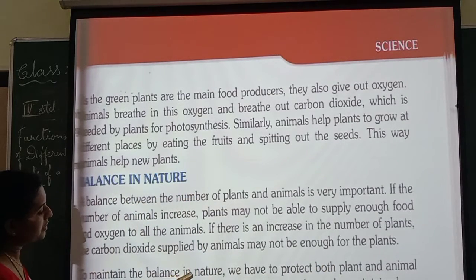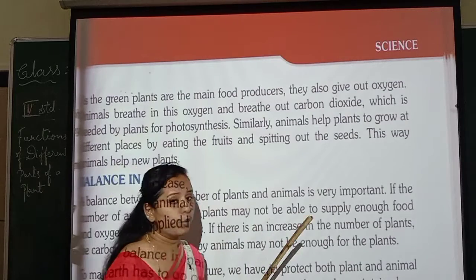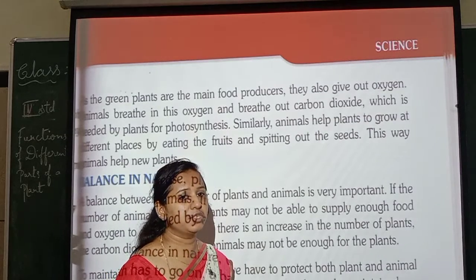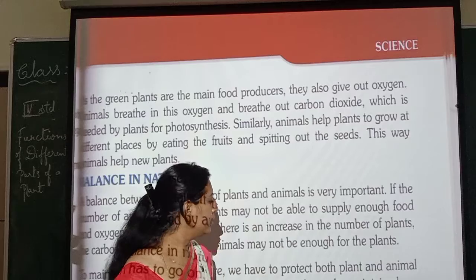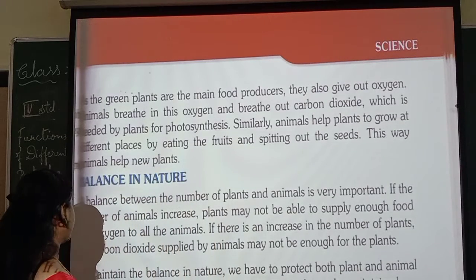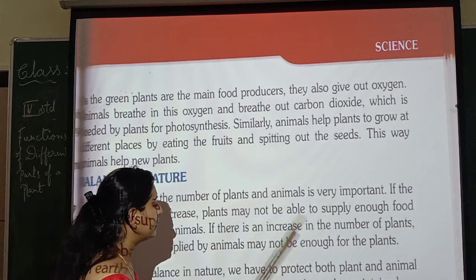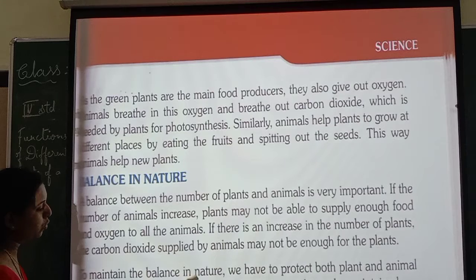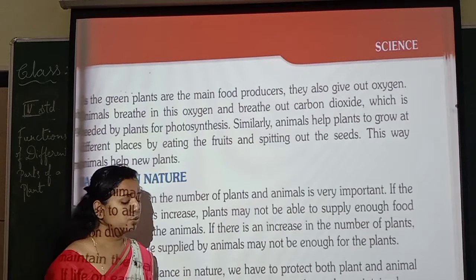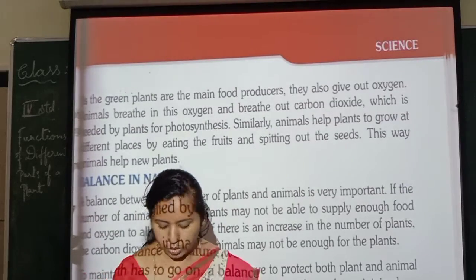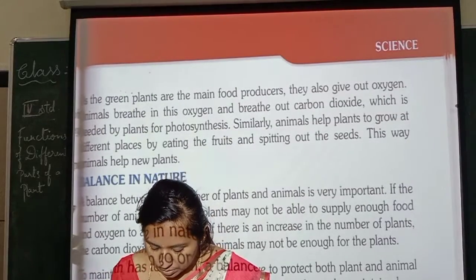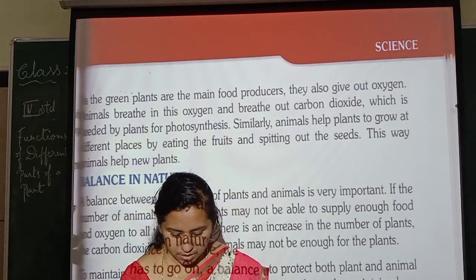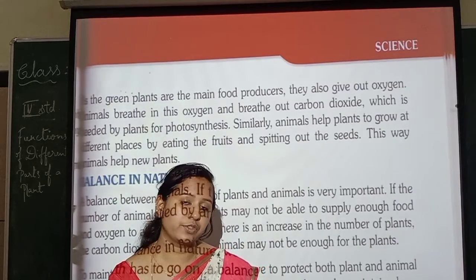To maintain the balance in nature, we have to protect both animals and plants. We should not cut the trees and we should not kill the animals for our purposes, so that the natural balance is protected. If life on earth has to go on, the balance in nature has to be maintained. This is about the functions of different parts of the plant.